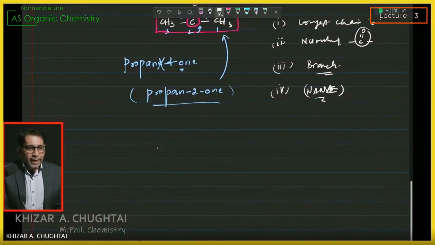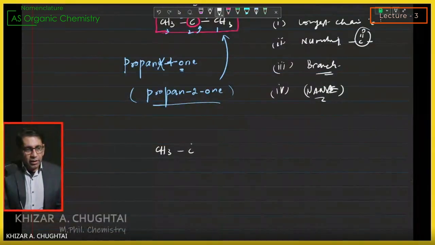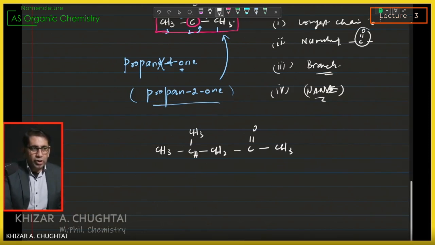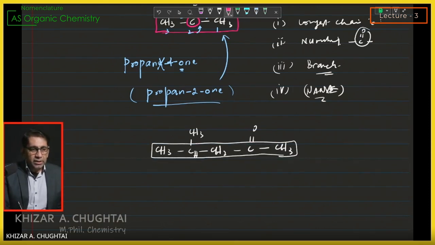Okay, now come towards another compound. CH3, CH2, C double bond O, CH3. And here is a CH. So once again, the first step, always, is to select the longest chain. So I'm going to get the longest chain. Here is the longest chain: carbon number 1, 2, 3, 4, and 5. This is the longest chain. This is the branch. I mean, it's not part of the longest chain.